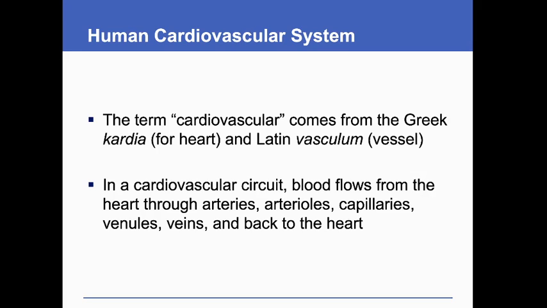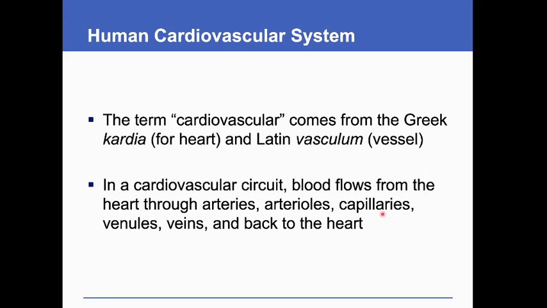Your cardiovascular system gets its name from these two roots. Cardia means heart, and vasculum means vessel. So this system is made of the pump and the pipes, the heart and the vessels through which the blood flows. In this cardiovascular circuit, as you know, blood flows from the heart through your arteries to smaller pipes called arterioles, to even smaller pipes called capillaries.